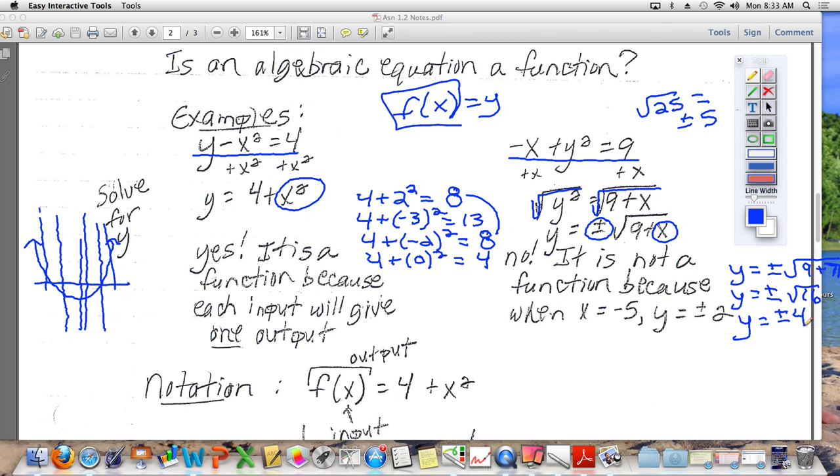I also wrote, what if you put in an x value of negative 5? We put in an x value of negative 5, we would have 9 plus negative 5, which is 4. Take the square root of 4, get 2, so it's positive and negative 2.